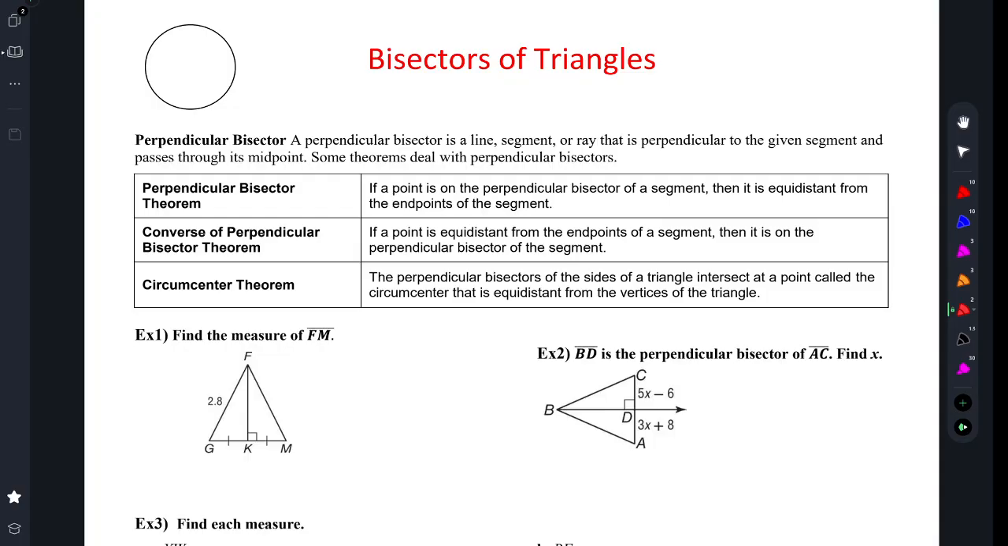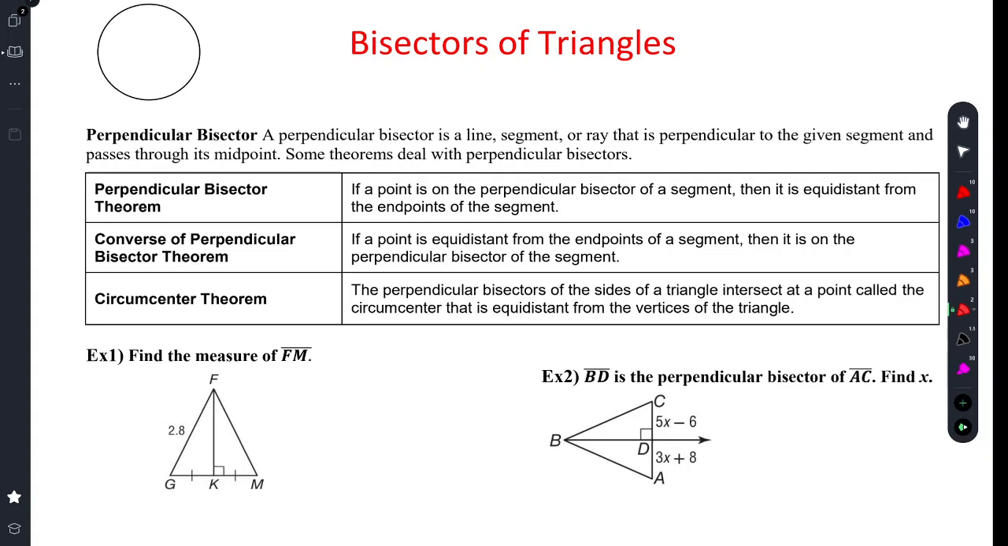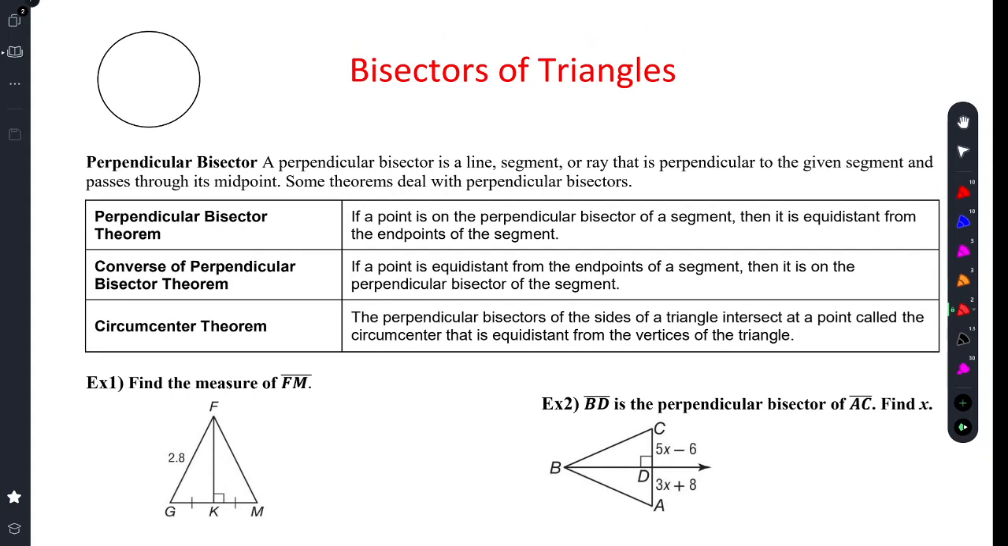All right, so today we're going to do bisectors of a triangle. This entire chapter is going to be about special relationships inside of triangles. So the first word we need to talk about is a perpendicular bisector.